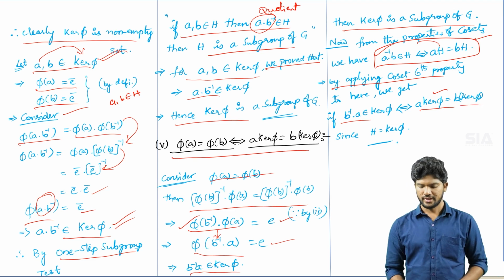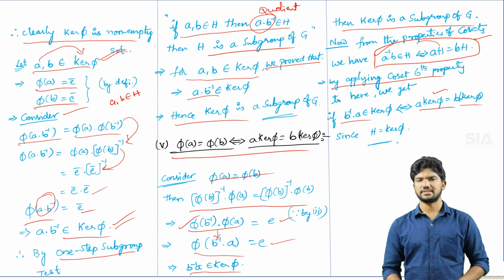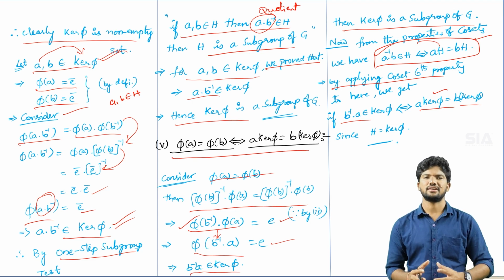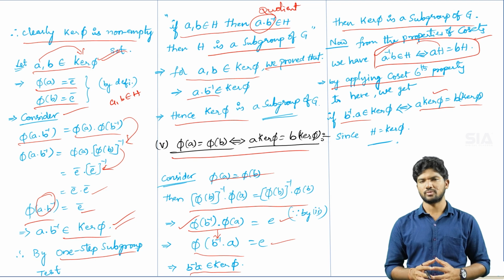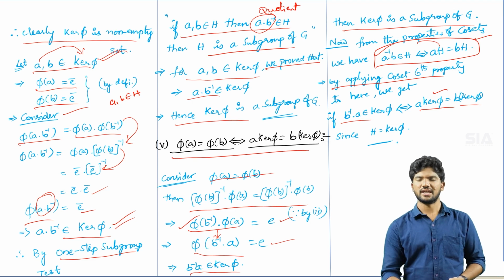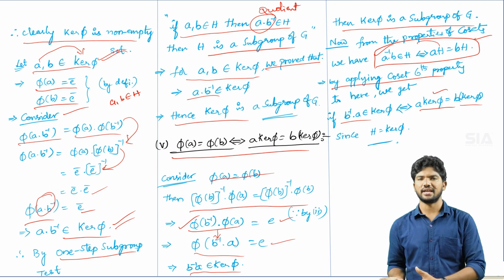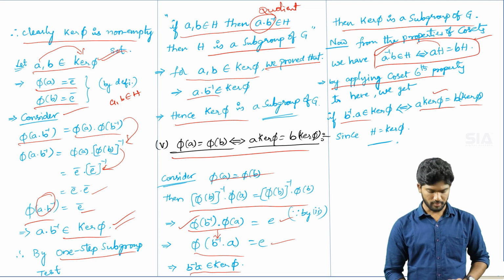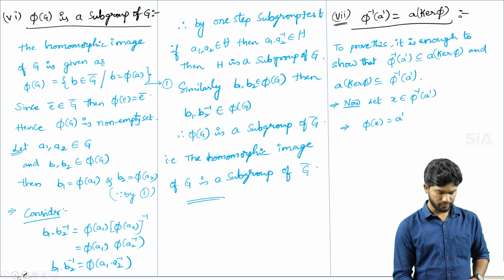Since capital H is equal to kernel phi, in this format we can prove the fifth condition. Just by applying the one step subgroup test, we proved that the quotient a into b inverse also belongs to capital H. After getting that, directly we can apply the coset property, the sixth coset property. That is the fifth condition proof.